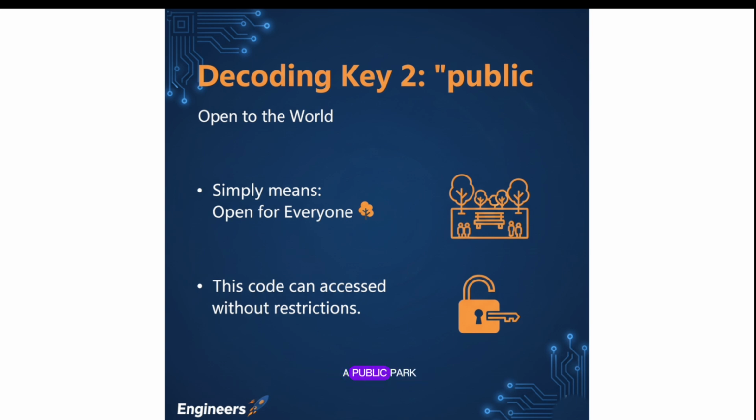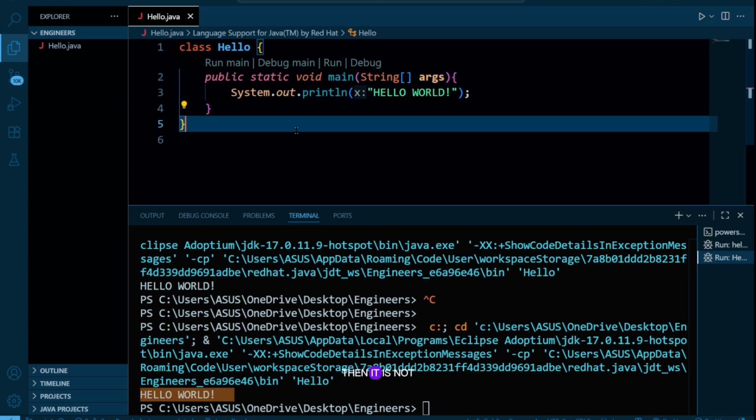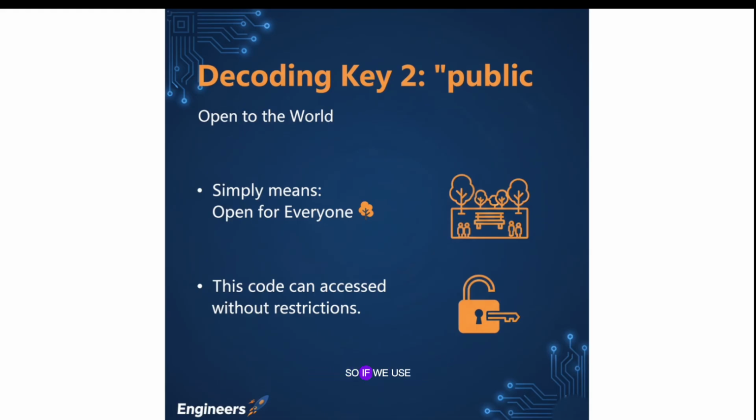Public is just like a public park, open to everyone, which means it can be accessed by everyone. So if the access modifier is private, if we use private here, private static void main, then it is not accessible for everyone. If we use public, everyone can access it. Now we make main public because the Java system outside our class needs to call it to start the program.